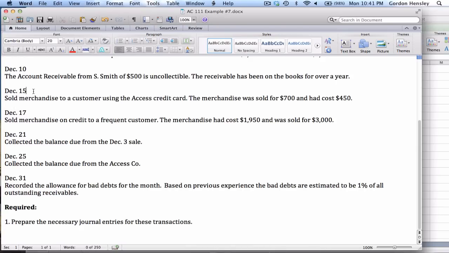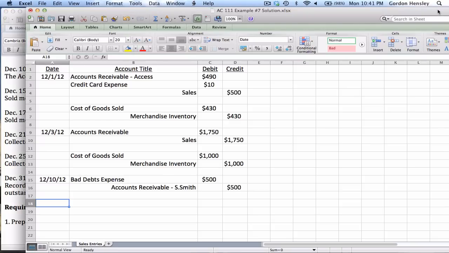Then on the 15th, another transaction. This is another sale. This time the customer is using the Access credit card. It was sold for $700. It had cost $450. So this is going to be pretty much exactly the same as that entry that I did up here on the first. Really, it's going to be the same titles. So this is on the 15th.